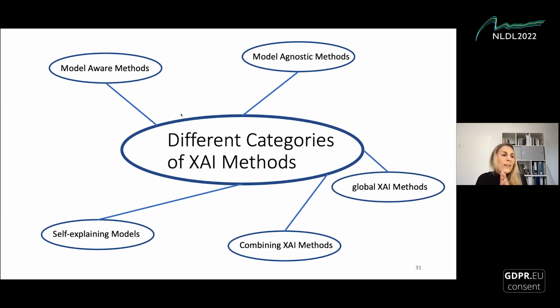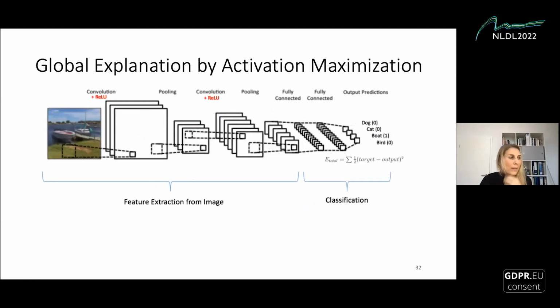Okay, then another category are global explainable methods. Just to understand, for instance, global explanation, there's one method called activation maximization, and I want to shortly show you how this works because I really like the outcomes of this method. I guess most of you have seen those little crazy images. Okay, so how does it work?